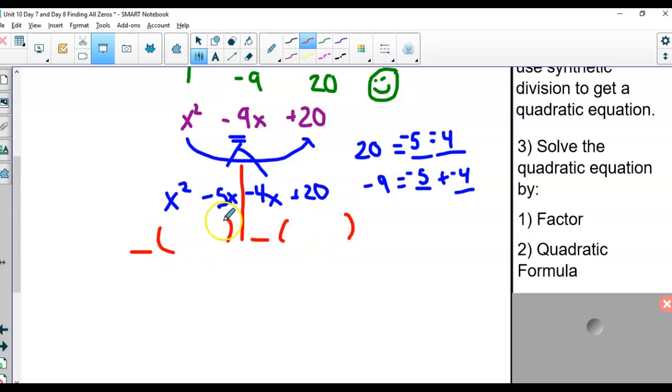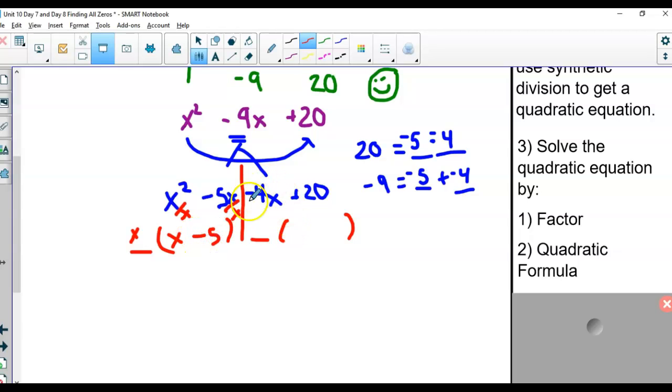Okay, and I want to look at this group and I want to say, what's the GCF of this group? And that's x. And when I divide that x out here, x squared over x gives me 1x left over. And when I divide this x out of here, that gives me -5.